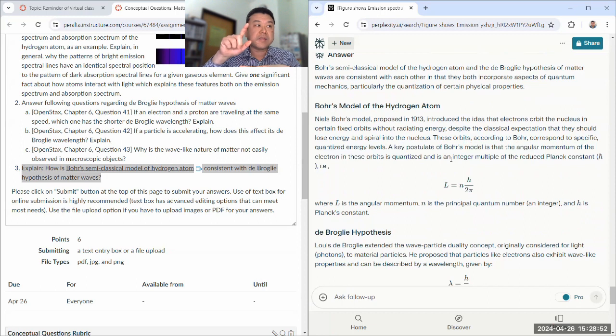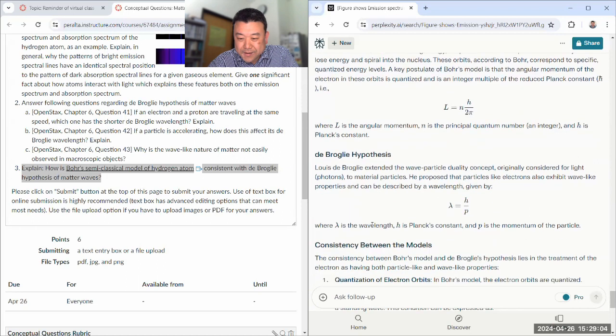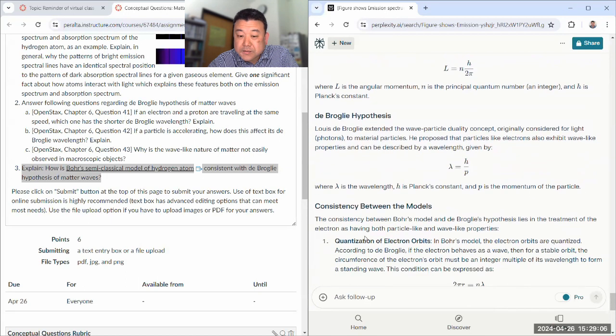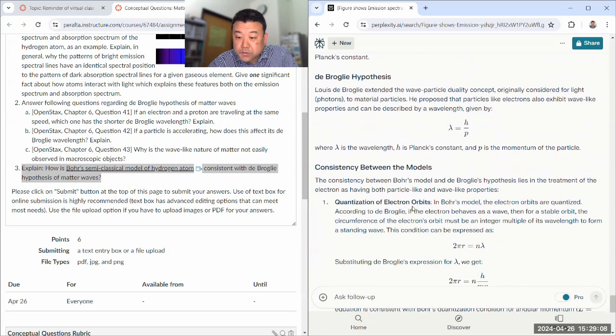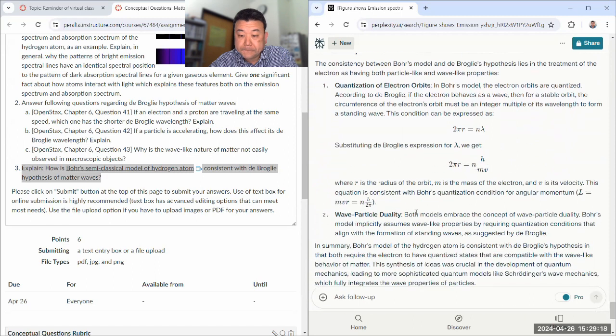which is the path, the trajectory length, times the momentum. It's fine. Either way, it ends up being the same. The de Broglie hypothesis gives consistency with the quantization of the electron orbit. So the circumference of the orbit ends up being an integer multiple of the wavelength.